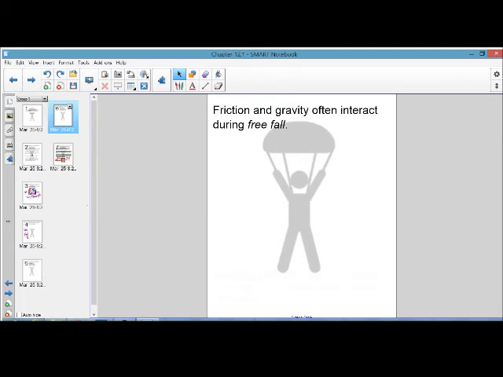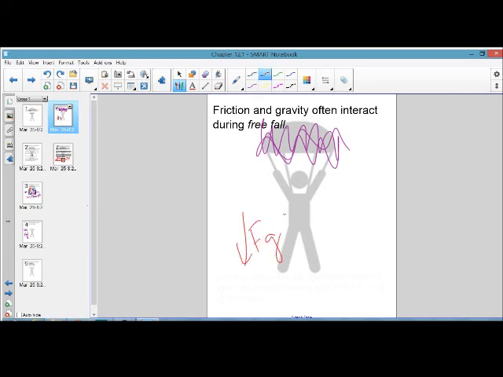Now, friction and gravity actually interact a lot, and they interact during free fall. So an example of free fall is when somebody is going skydiving. So if this parachute has not been deployed yet, and this little skydiver is in free fall, he has the force of gravity pulling down on him and some air resistance acting up. And the force of air resistance is less than the force of gravity, so he's going to speed up as he falls. But it turns out as he speeds up, the force of air resistance increases and increases and increases. So as his speed increases, the air resistance also increases until the point when the air resistance acting on him and the force of gravity are equal.